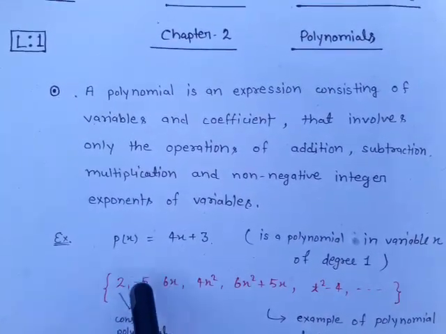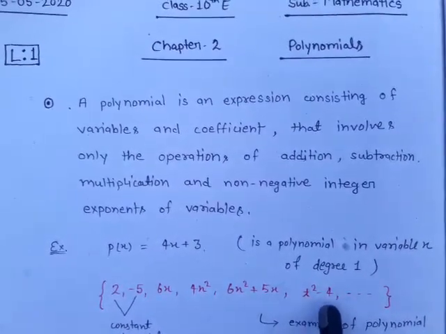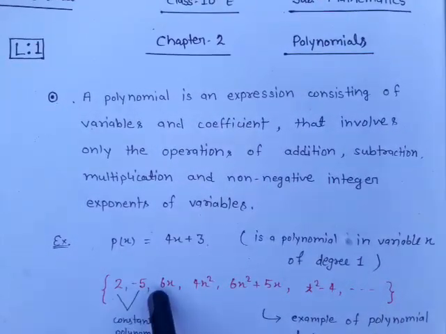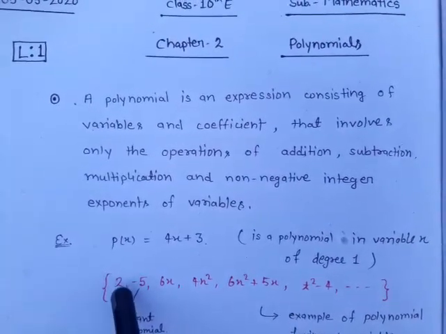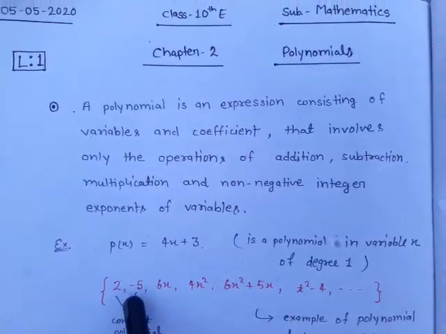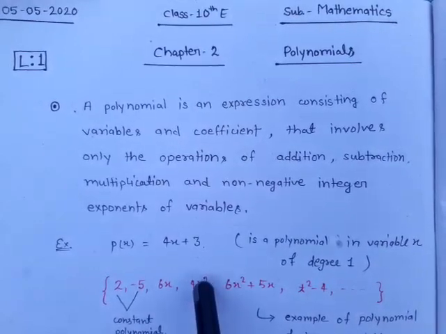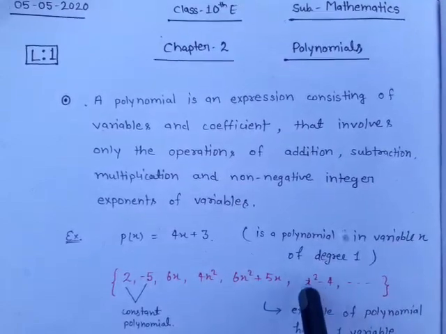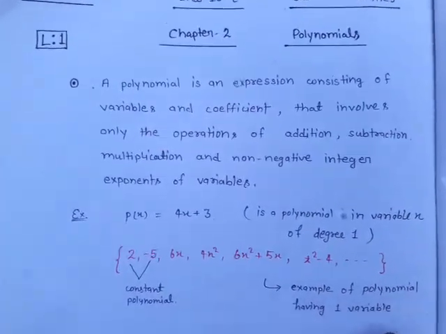2, minus 5, 6x, 4x square, 6x square plus 5x, t square minus 4, and so on. Here 2 and minus 5 have no involvement of variable x, so it is a constant polynomial. Here 2 can also be written as 2 times x power 0, which is 2. Here in 6x the variable is x, in 4x square the power of the variable is 2, and similarly this is a polynomial in variable t. These are examples of polynomials having one variable.